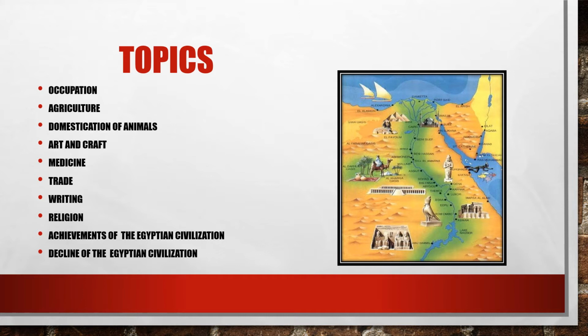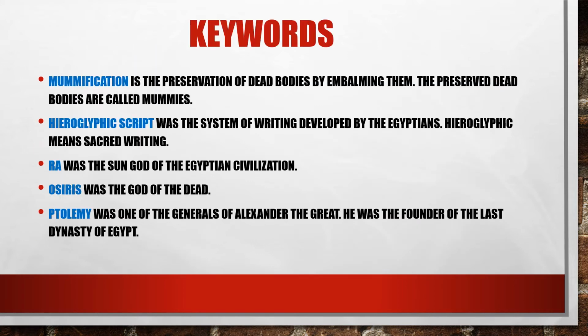But before that, there are so many hard words in this topic. Let's see what the keywords are so that it will be easy for us to understand this chapter with greater ease. Mummification. Mummification is the preservation of dead bodies by embalming them. The preserved dead bodies are known as mummies, or very famously we know them as the Egyptian mummies. Hieroglyphic script. Hieroglyphic script was a system of writing which was developed by the Egyptians. Basically, hieroglyphic means sacred writing.